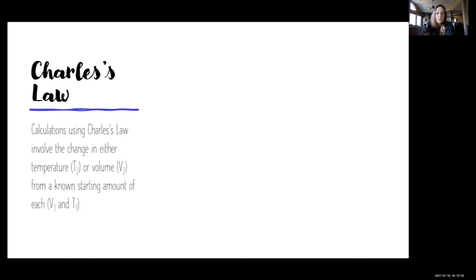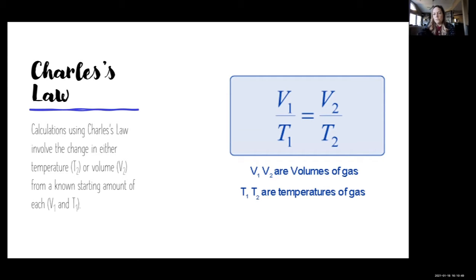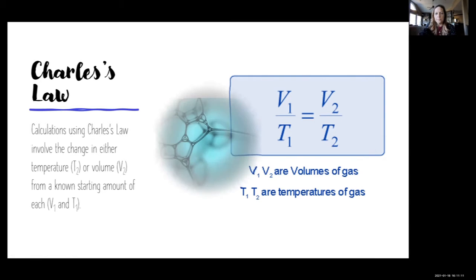So Charles's law, when we're calculating it, we say that Charles's law calculations involve a change in either temperature, which we would mark as T2, or volume, which we would mark as V2, from a known starting point of V1 and T1. So it would look like this. You have your V1 over T1 equals V2 over T2. V1 and T1 being where we start, V2 and T2 being where we end. And if they're going to be directly proportional, they are going to be multiplied here by a common factor, just like making equivalent fractions. If you think of it that way, it's very, very similar.